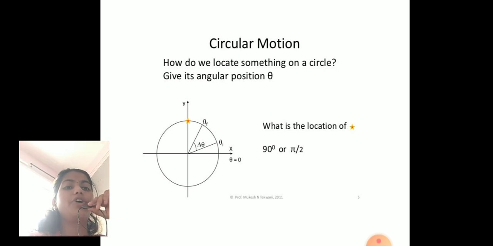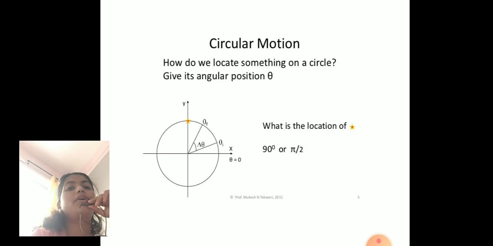What is the location of the star? Here in this diagram there is a star on the circle, and we are asked what is the location of this star. That means what is the angular position of this star, and this angular position of the star is 90 degrees.